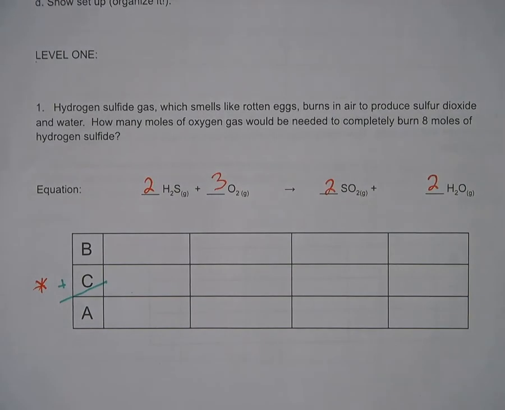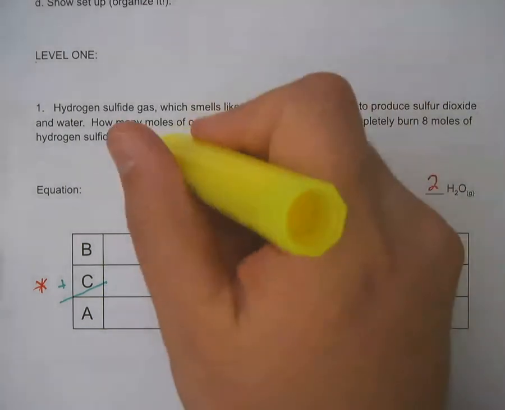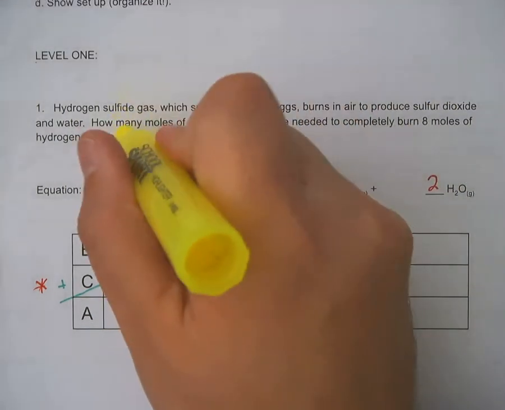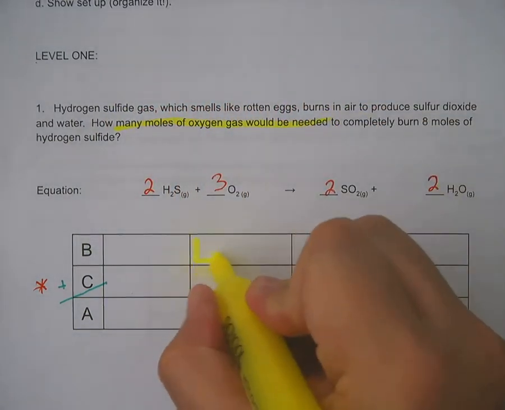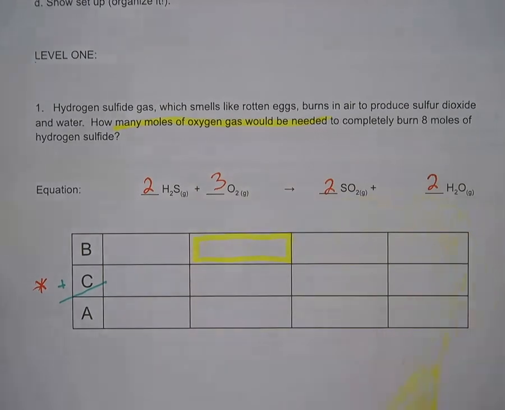The next question, I'm going to read the question. Hydrogen sulfide gas, which smells like rotten eggs, burns in air to produce sulfur dioxide and water. How many moles of oxygen gas would be needed to completely burn 8 moles of hydrogen sulfide? It looks like they're asking how many moles of oxygen gas are needed. That's going to be this box right here. We want to know how much oxygen is required to start this reaction for the reaction to work.